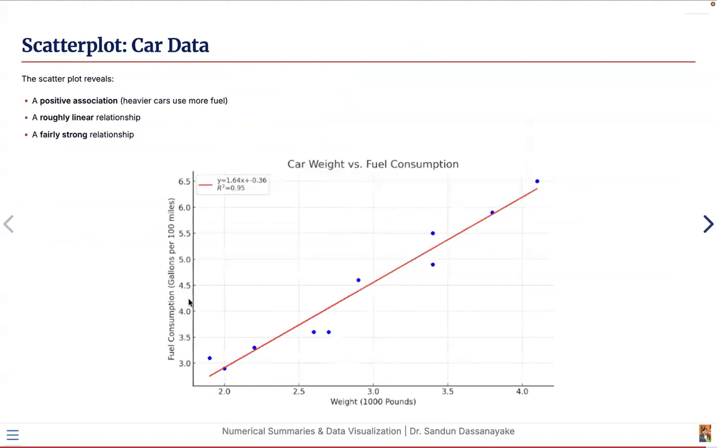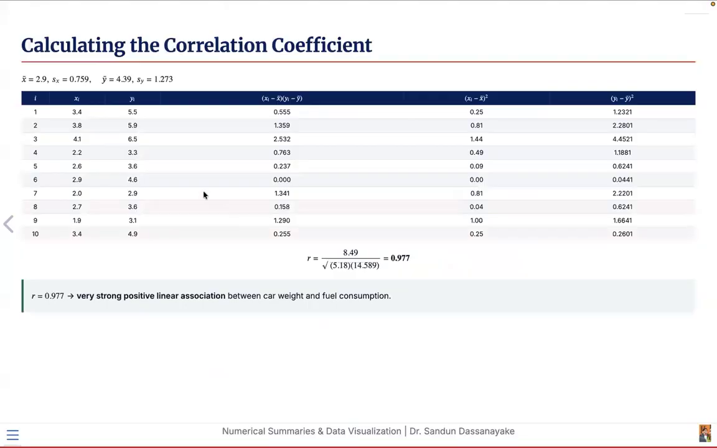So again, a positive association. Heavier cars use more fuel. Roughly linear relationship, a fairly strong relationship. R square is 0.95 here, so it's a fairly strong relationship. And I have shown you how to calculate the correlation coefficient here. Some xi and yi values, so you get the differences, and then you get a very strong positive linear association between car weight and fuel consumption.